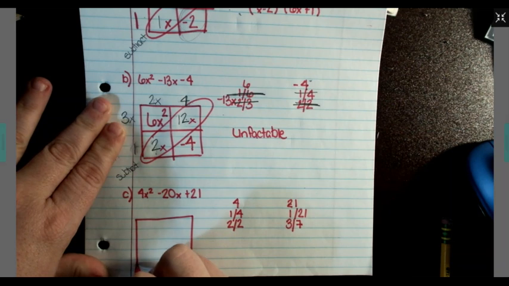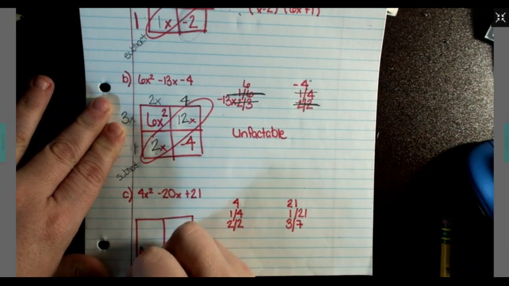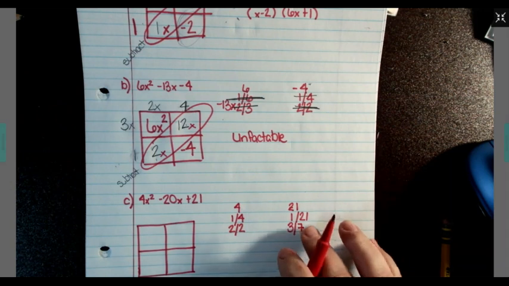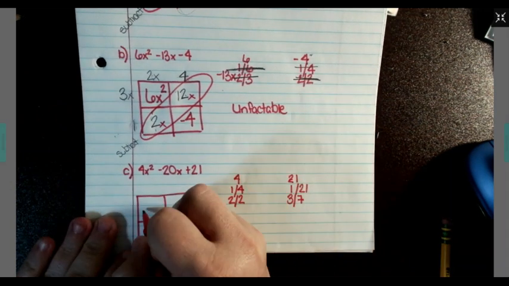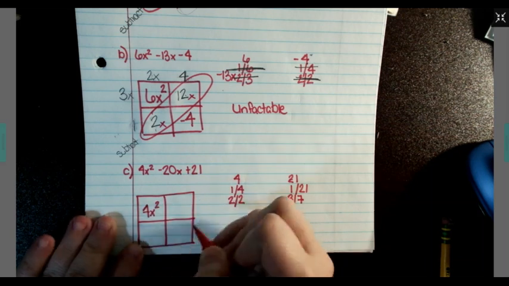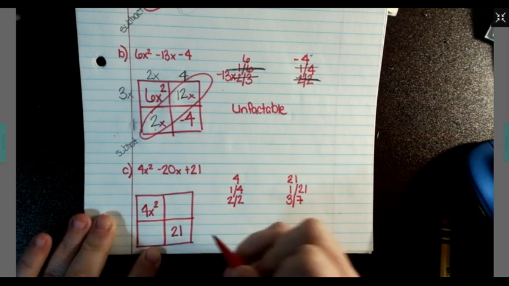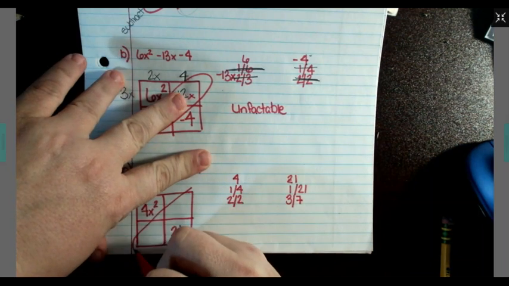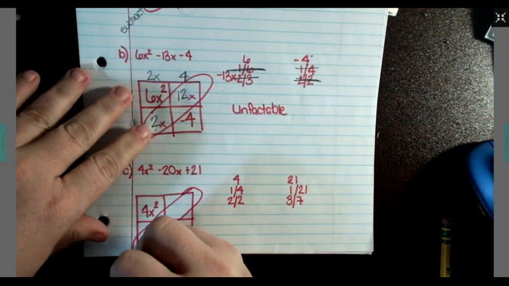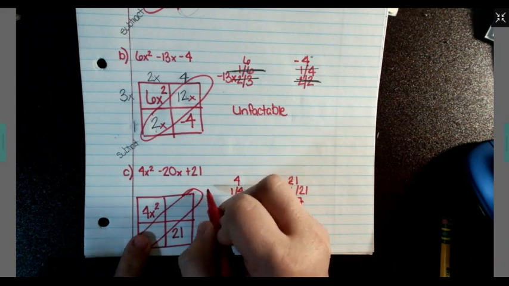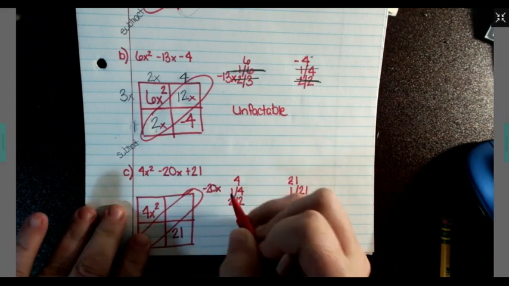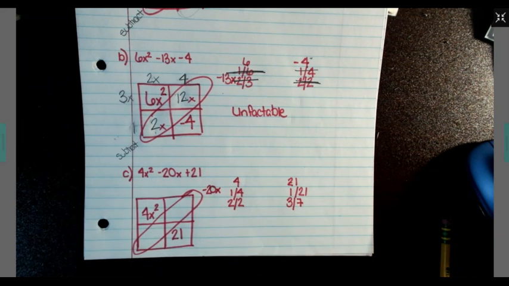Go ahead and draw my graphic organizer. Top is going to be 4x squared. Bottom is going to be 21. I know that I'm going to add these along the diagonal, and I'm going to get negative 20x. Now, the problem is with the first term and the last term both being positive, I know that my factors have to be the same for this second term. That 21 have to be the same.